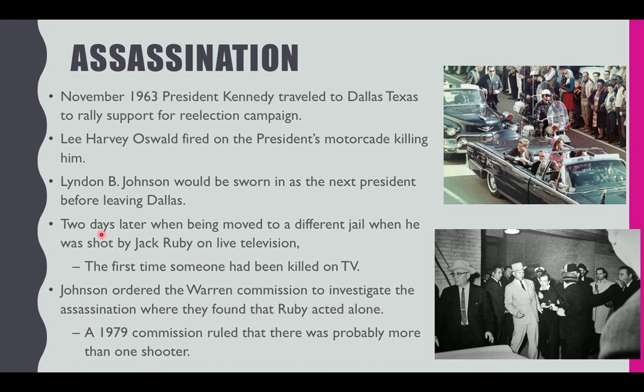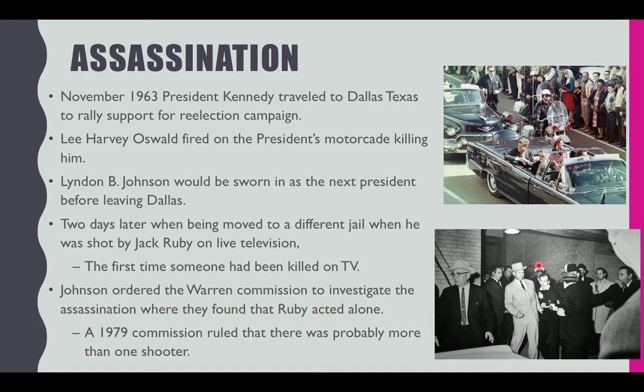2 days later, when being moved to a different jail cell, Lee Harvey Oswald is going to be shot by Jack Ruby. And it actually was on TV. That's what this picture is down here. The whole nation was watching what was happening, and Lee Harvey Oswald coming out of the jail to be moved.